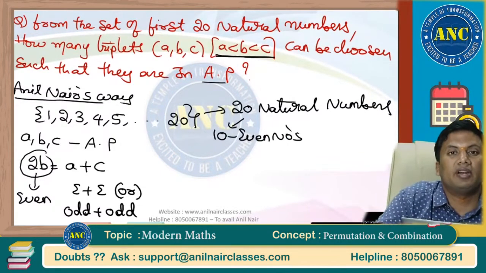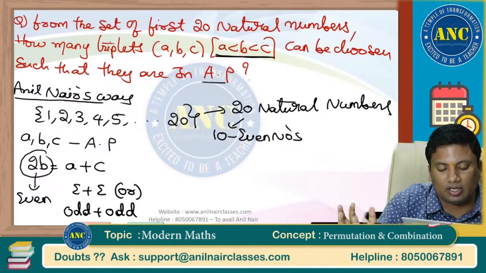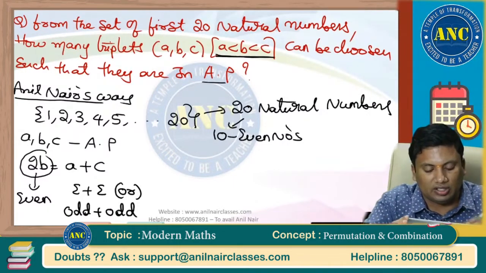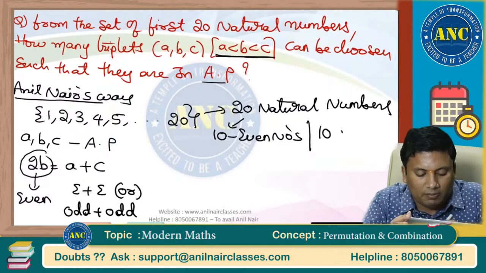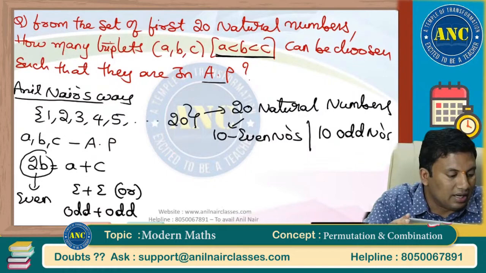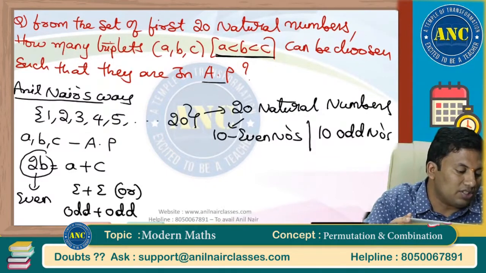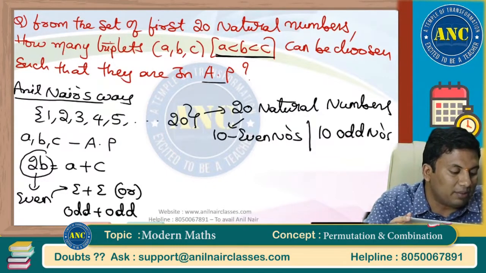Which are 10 even numbers? 2, 4, 6, 8, 10, 12, 14, 16, 18, 20. How many odd numbers are there? 10 odd numbers are there. So, he is telling 2b is an even number, which is obtained because of even plus even.